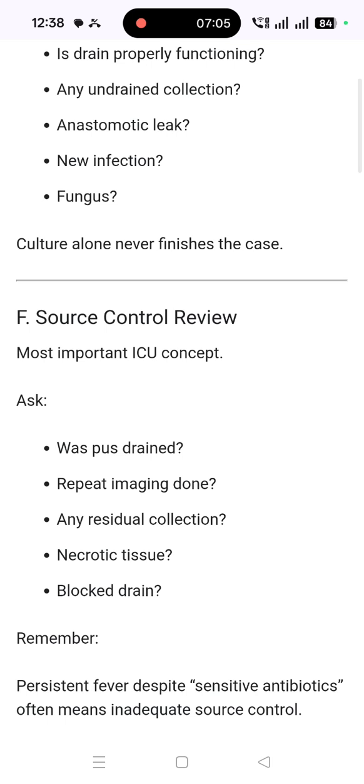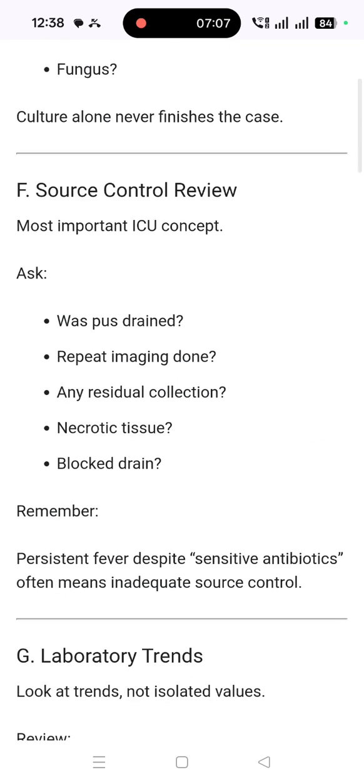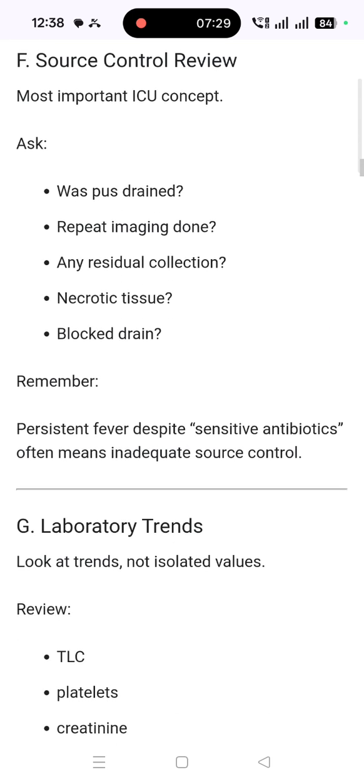Where is the source of the infection? So ask, was pus drained? Was repeat imaging done? Is there any residual collection somewhere in the body? Are there necrotic tissues, or is the drain blocked or not? This is going to help you in finding the source. So remember, persistent fever despite sensitive antibiotics often means inadequate source control.